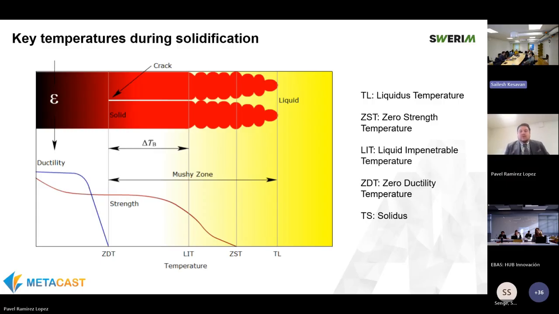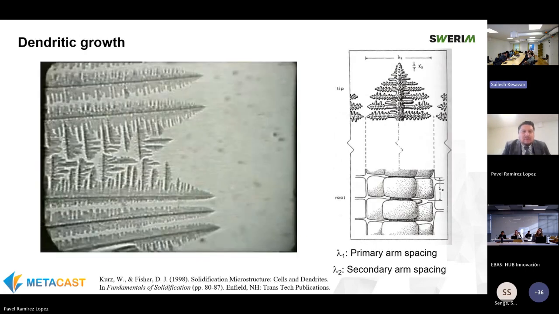And for those who are joining online, zero strength temperature in this process where we have our dendrites being formed, and now I have some videos to explain, which for example could be very interesting here. So you can see that in between the dendrites there is interdendritic liquid. Let's imagine that we are able to put a string on this dendrite and a string in this other dendrite, right? And we pull one upwards and the other downwards.